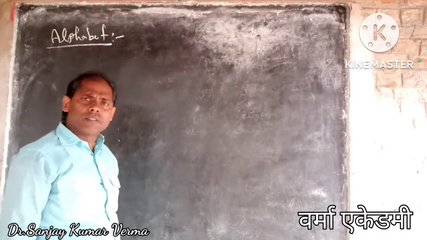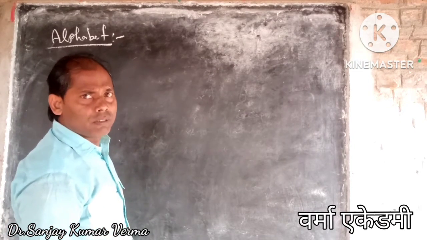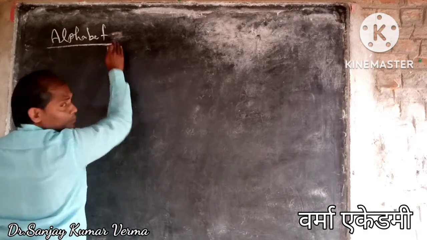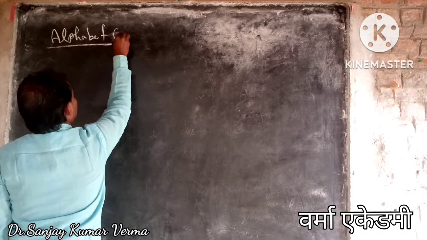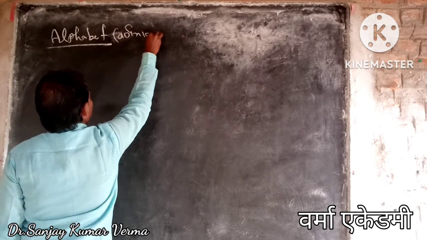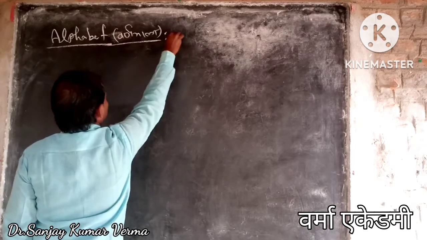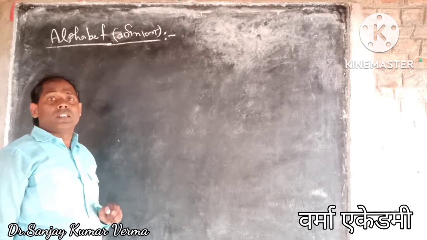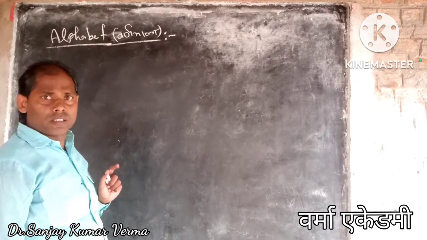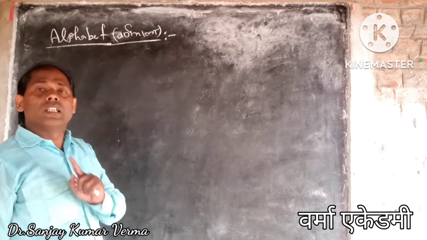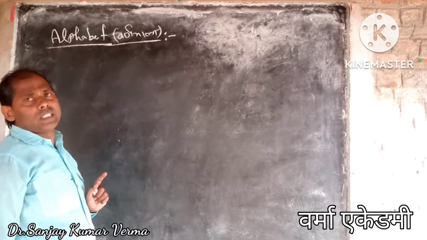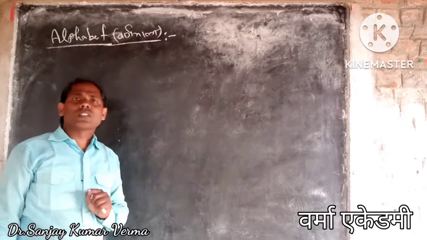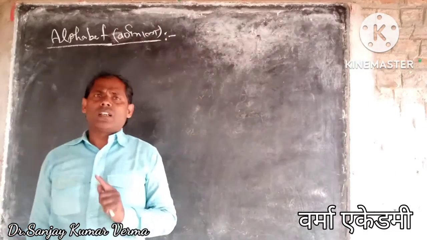Alphabet is called Varnmala in the Hindi version, as all of you know very well. Alphabet: the 26 letters of the English language, started from A, B, C, dot, dot, dot, till X, Y, Z. All of these are called an alphabet.